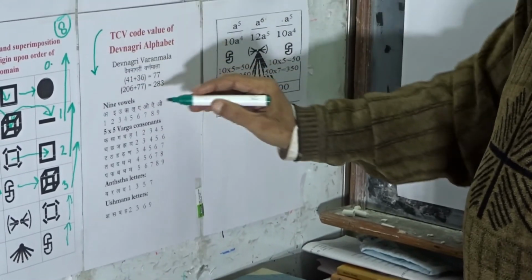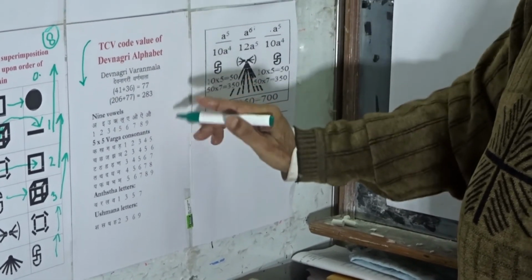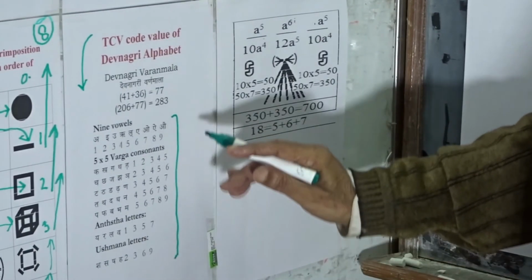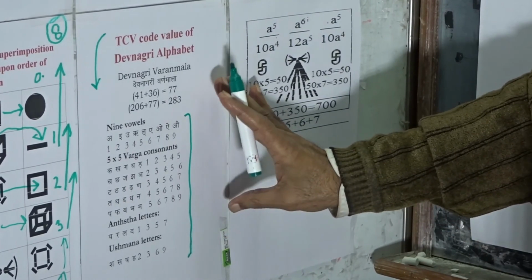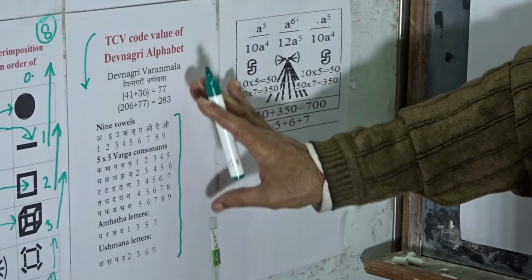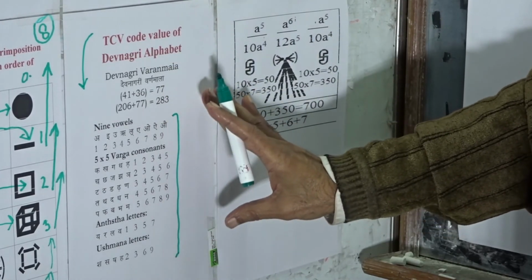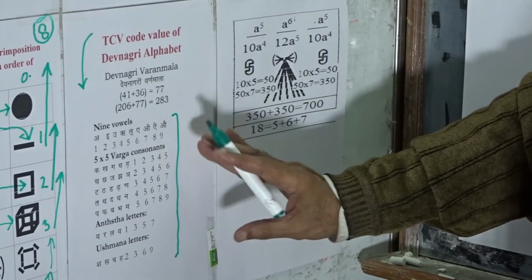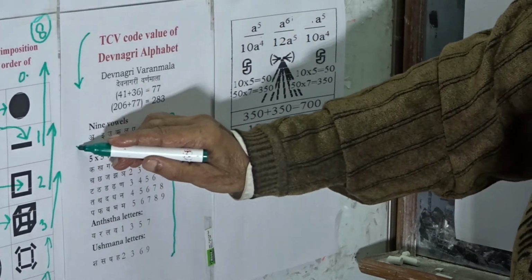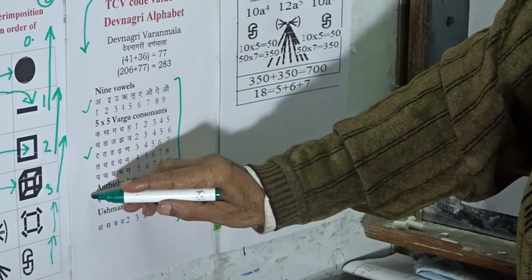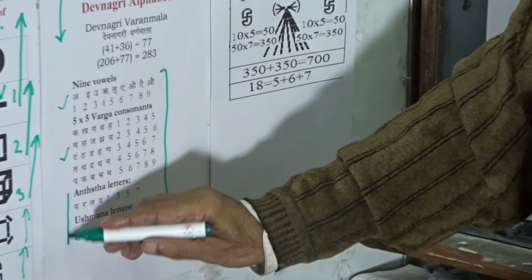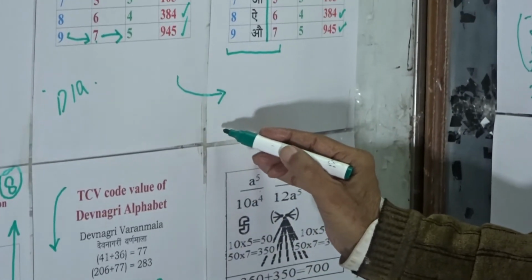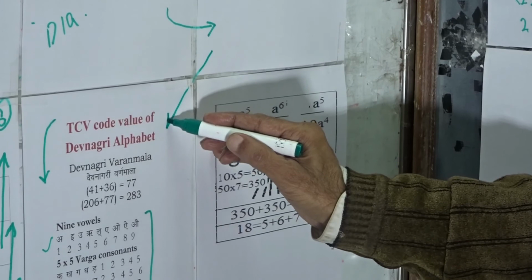These TCV values are the values which are associated with the 42 letters of the Devanagari alphabet, and it is this association, this acceptance of the values by the individual letters of the Devanagari alphabet, which will ultimately help us appreciate that the vowels as well as the consonants, including Varga consonants and Sthastha letters and Ushmana letters, all the 42 letters as such get associated values which are called the transcendental code values.